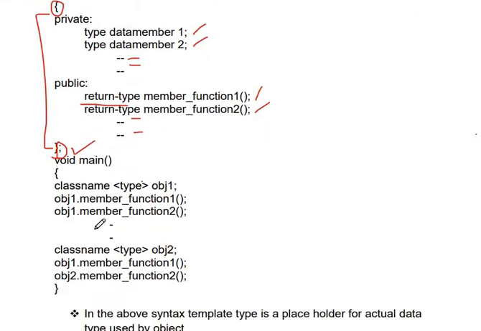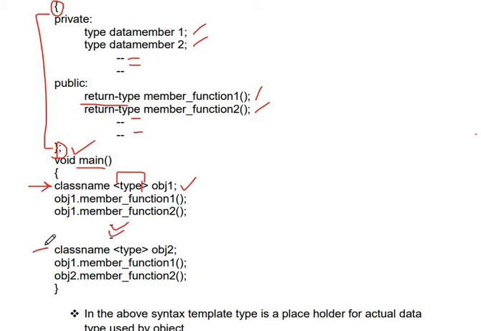Next we have to write the main function. Within the main function we have to create objects. Here we have written the class name. Next, within the less than symbol and greater than symbol we have to write type 1, followed by object 1 and a terminating semicolon. Next, here object 1 invokes member function 1, object 1 invokes member function 2. In this way object 1 invokes all the member functions.